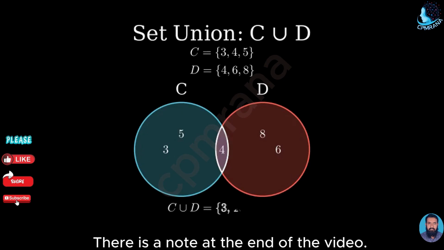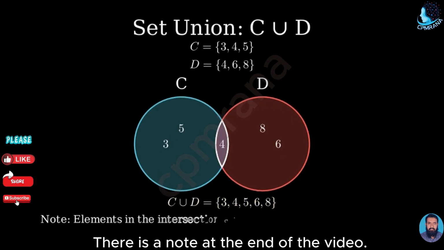The union of sets C and D, written as C union D, includes all elements that are in either set C or set D, or both. So, the union includes the elements 3 and 5 from set C, the elements 6 and 8 from set D, and the element 4, which is common to both sets. Therefore, the union of set C and set D is the set containing 3, 4, 5, 6, and 8.